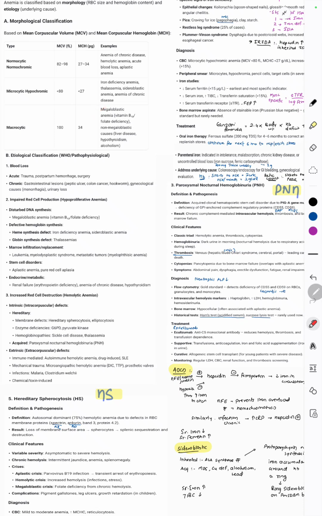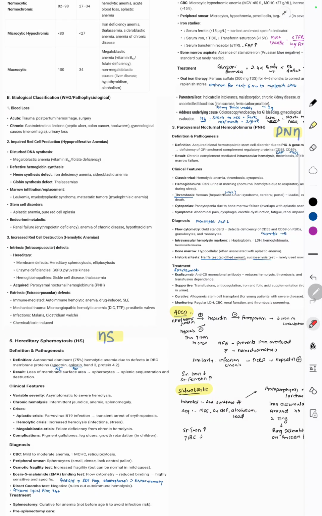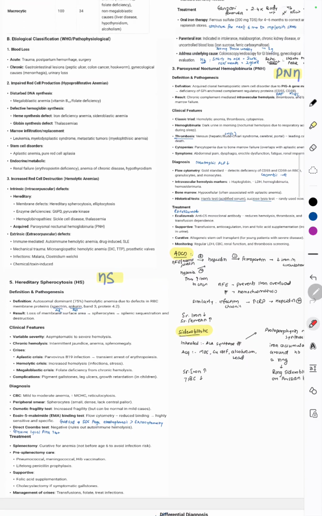So the megaloblastic anemia consists of vitamin B12 deficiency and folate deficiency, and non-megaloblastic anemia consists of liver disease, hypothyroidism, or alcoholism. Now, next is the etiological classification. Acute blood loss leads to normocytic normochromic anemia, and chronic blood loss leads to microcytic hypochromic anemia, wherein examples of chronic blood loss will be chronic GI hemorrhage because of colon cancer, peptic ulcer, or gynecological causes like menorrhagia.